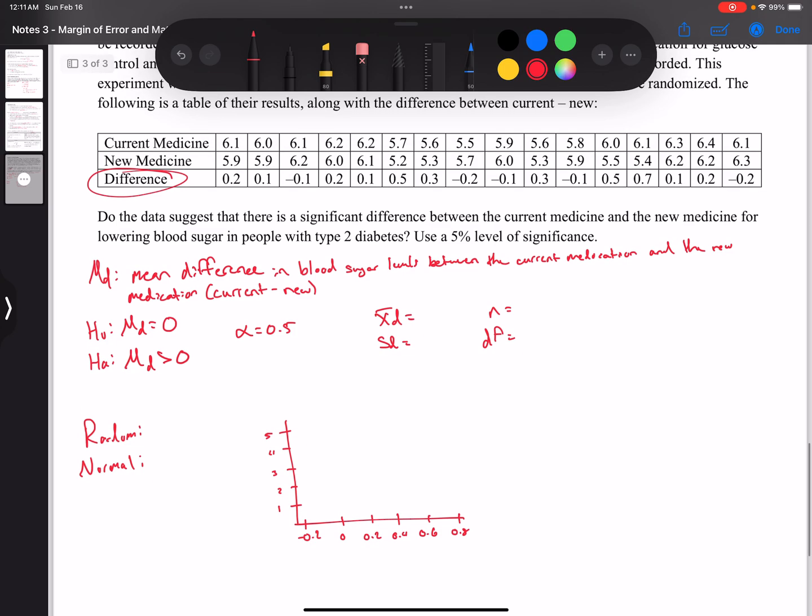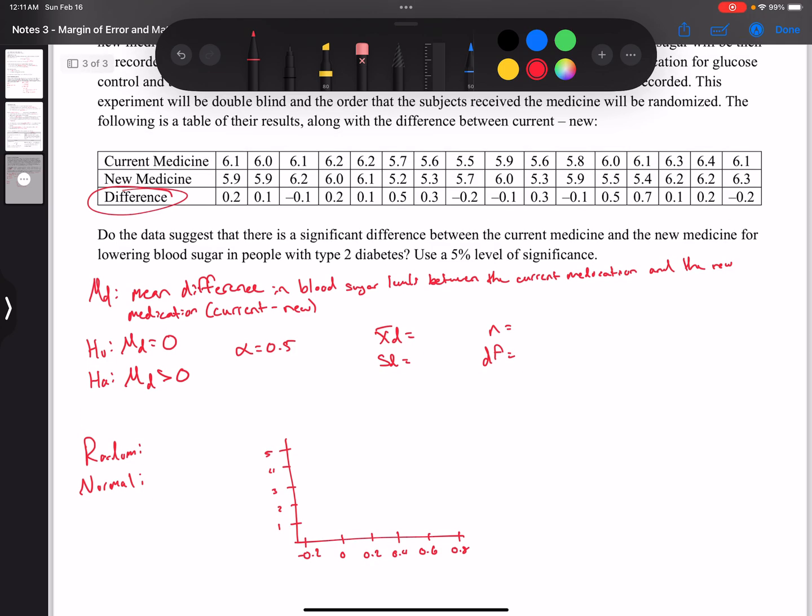Now be careful. I know we've got three sets of numbers here, but we are only worried about the difference, not the individual samples before that. So when you're plugging in your numbers to your calculator to find your mean and standard deviation, we're using the difference, because it's only one sample.